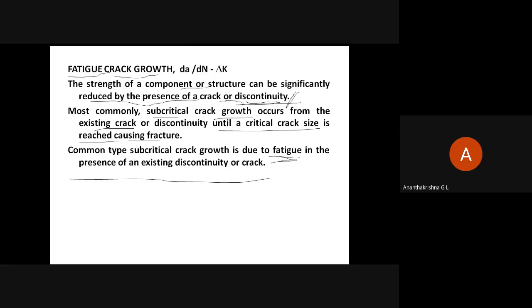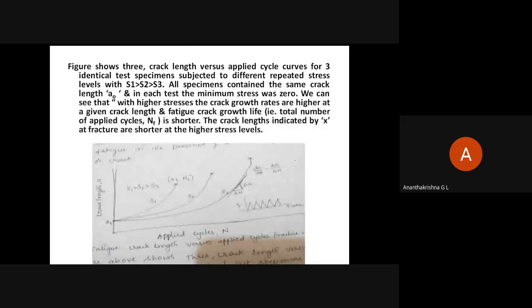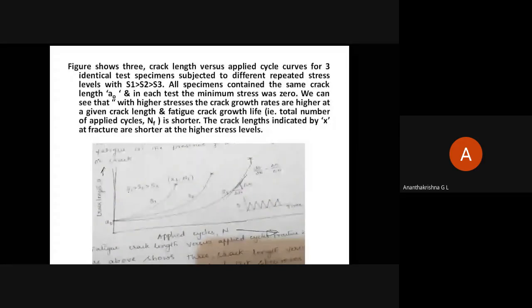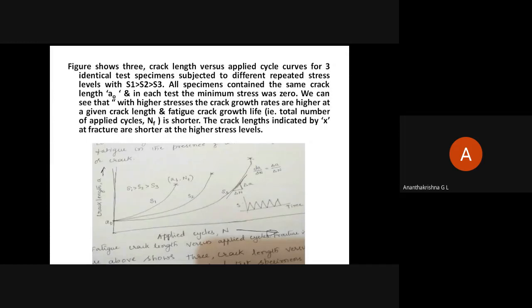So that's where the subcritical crack growth will occur. Next, what you do is you note down this sketch. On the y-axis you have crack length, and on the x-axis you have the number of cycles or applied cycles. Okay, so please note down S1 greater than S2 greater than S3. This is very, very important. Stress 1, so higher stress, is greater than S2, again greater than S3. So S1 is the greatest stress.